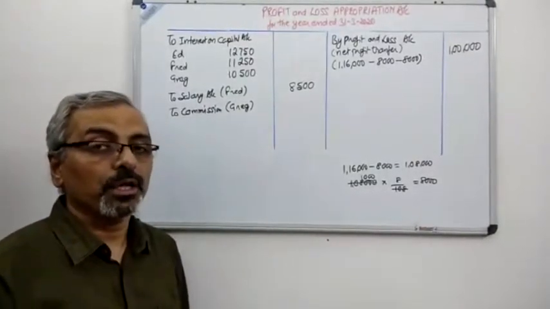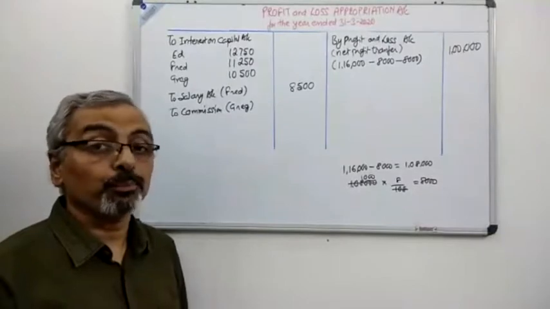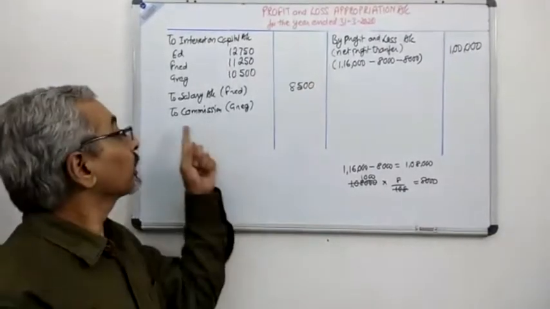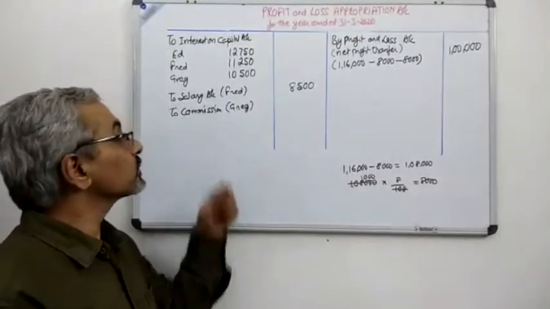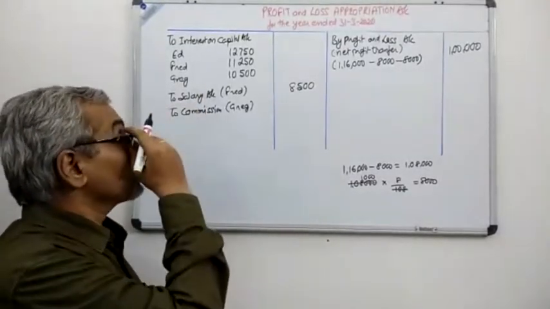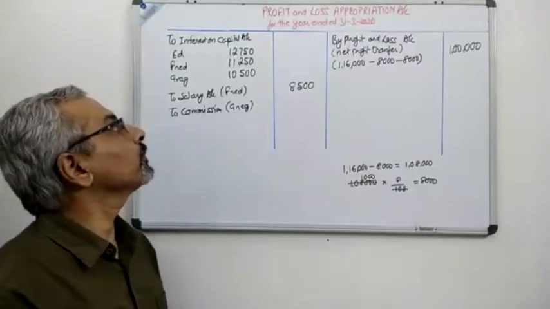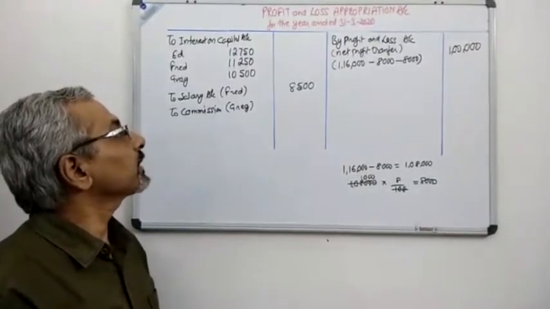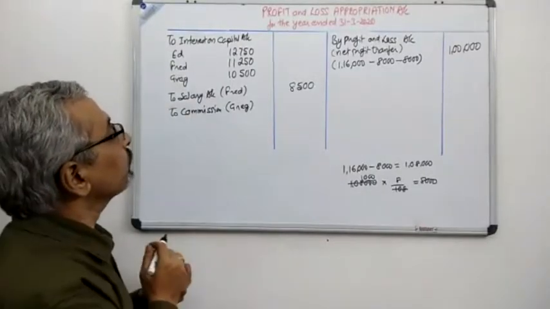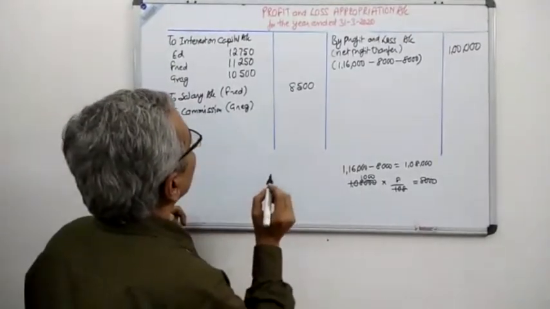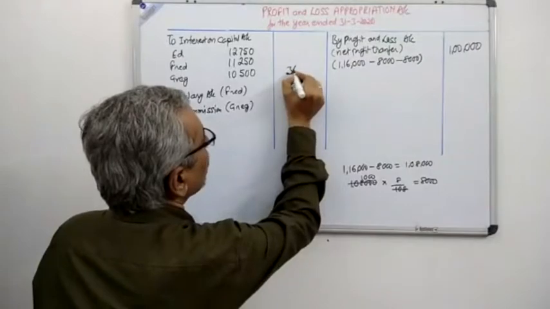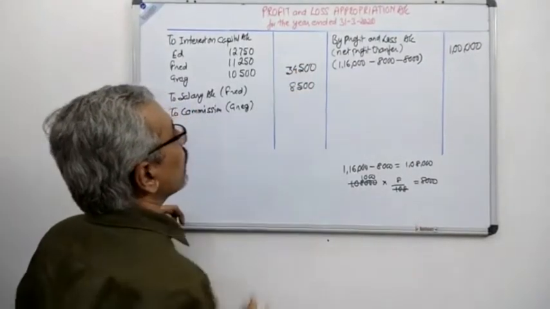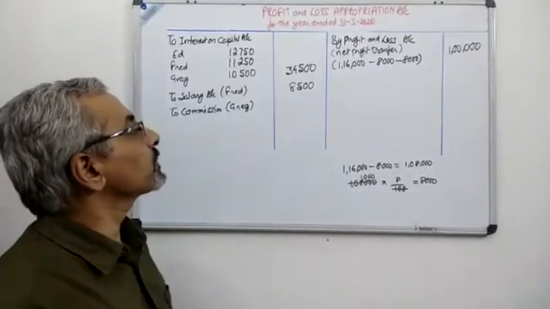If you see the question, this question has commission paid to both a salesman, and commission paid to one partner, which is Greg over here. So let us see what is the total interest on capital. If you see over here, 12,750 plus 11,250 plus 10,500, we add that, we get over here 34,500. This is the amount which we have for the interest on capital.